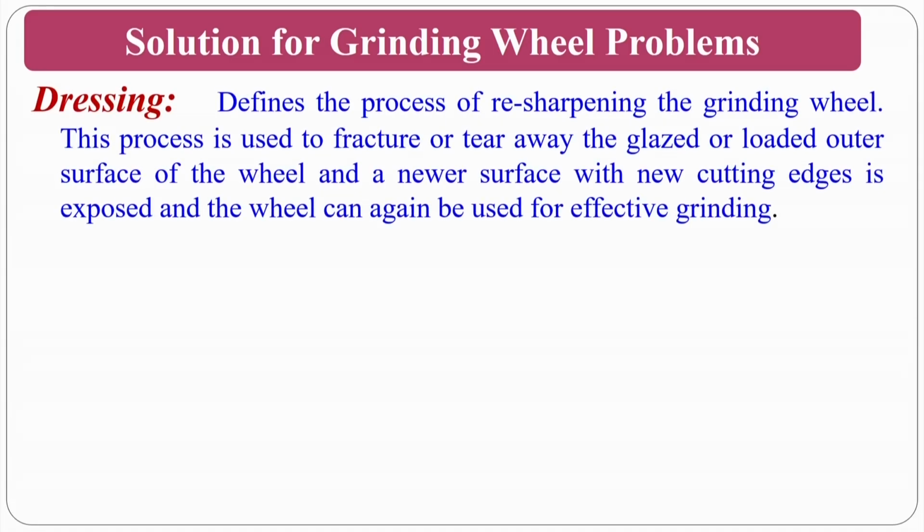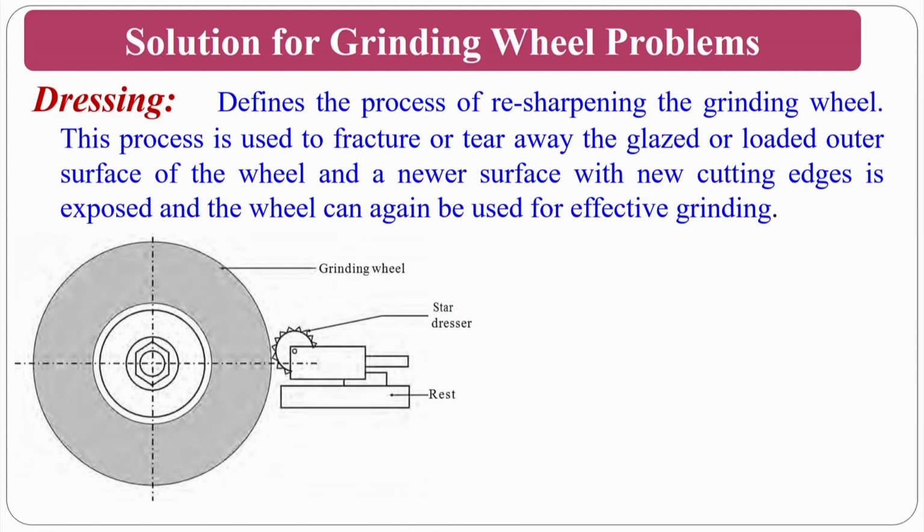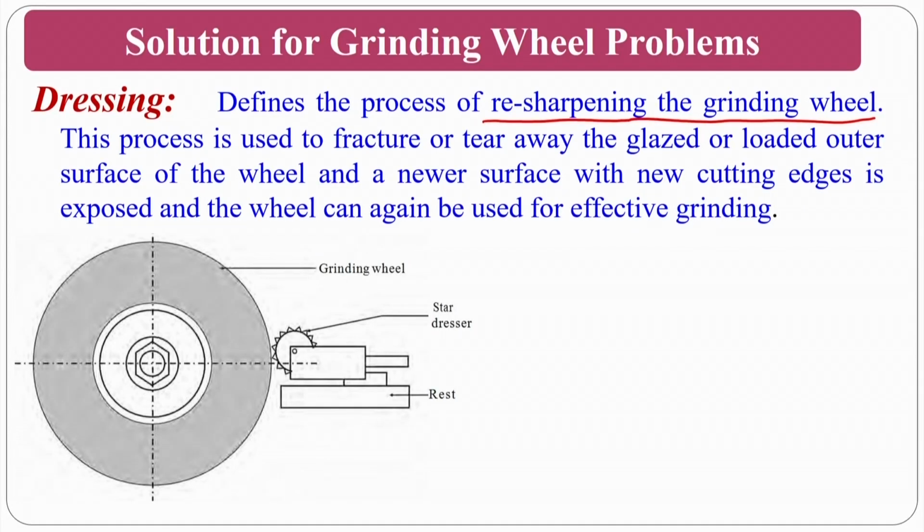Solutions: if you see dressing, normally dressing defines the process of resharpening of the grinding wheel. That means if it has gone bad, now you are doing the resharpening. If it loses sharpness, as you have seen in the glazing condition, these all became blunt. So, there is nothing there; it is completely gone. Activeness of the grinding wheel is completely eliminated.